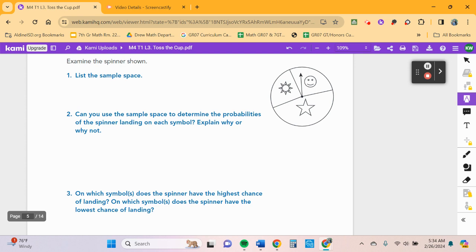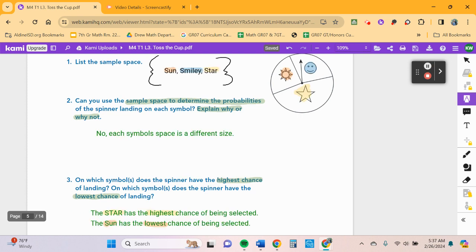Okay, at this time, I want you to pause here and answer 1, 2, and 3. Set a timer for about 2 minutes. 2 minutes max. Answer 1, 2, and 3. Pause here. Alrighty, your 2 minutes are up.